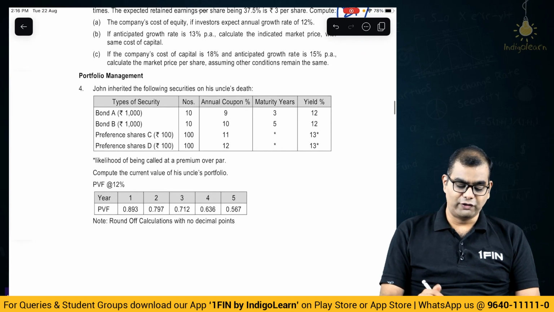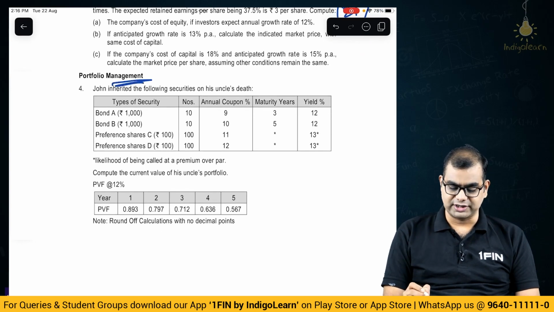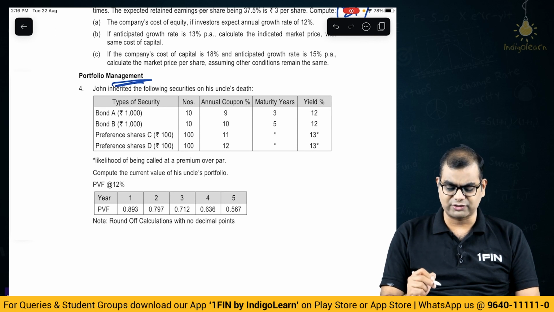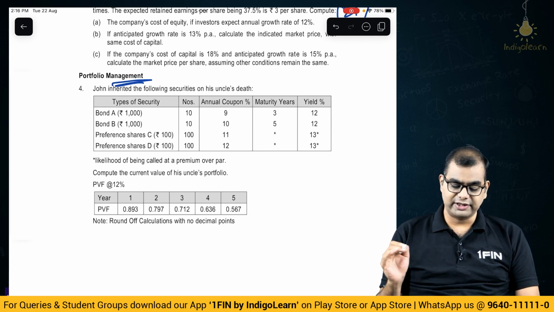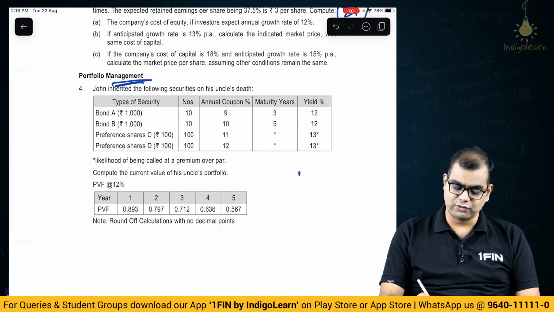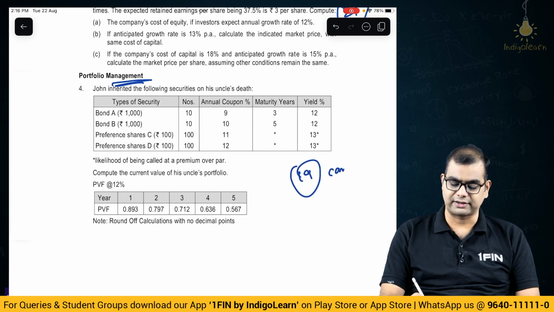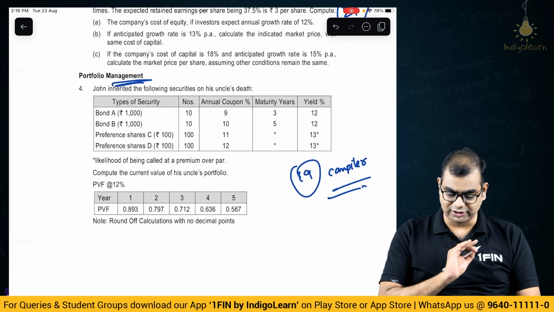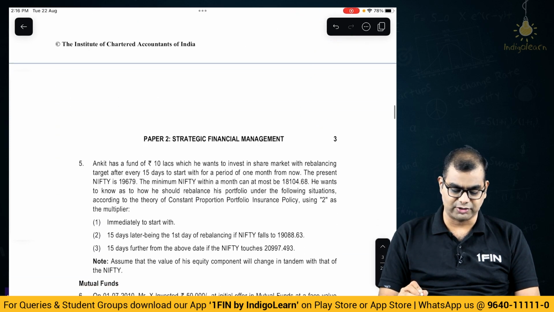Then portfolio management. This is also the same question. I think probably there is one small difference, one number or so. No, actually in this question there is no difference. John inherited following securities on his uncle's death. This is portfolio management. This is question number 19 from compiler. We have solved it in the class. I have given the solution in the compiler. Nothing fancy, very simple question.